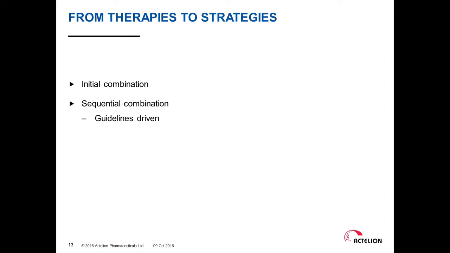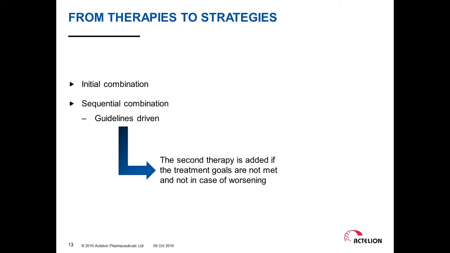And I think it also refers to the concept of initial combination or sequential combination, guidelines driven, as Gerard is always mentioning, and I think this is a very important point. Because if we look at sequential combination as suggested by the guidelines, you add the second drug when the treatment goals are not met, and not in case of worsening. And usually you add the second drug after 3-6 months when you evaluate the patient and the patient is not doing as well as you want.